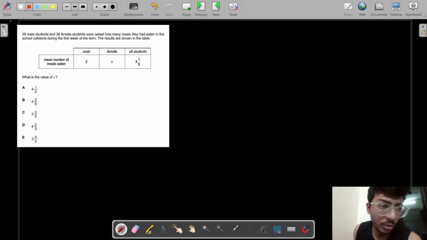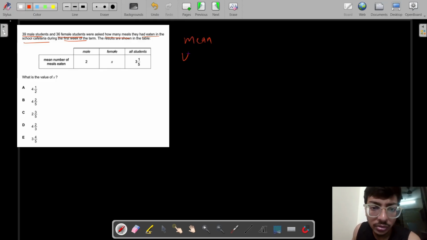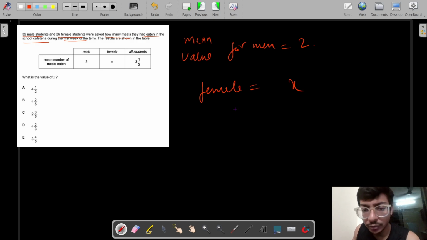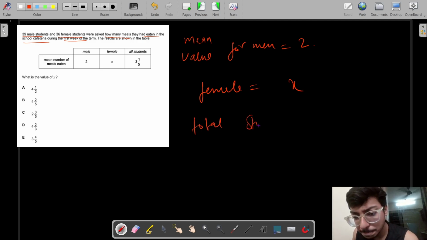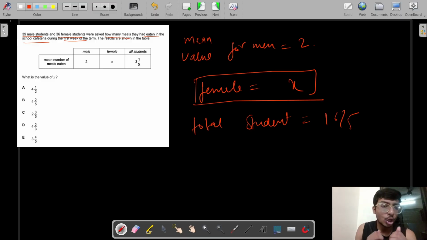So here comes the final question on the screen, and the question says that there are 39 male students and 36 female students who were asked how many meals they had eaten in the school cafeteria during the first week of term. So the mean value for men is 2, and for the female this is x, and for total students this is 16 by 5, right? So you need to find this value of x, the mean value of the number of times they have eaten in the school cafeteria, right?